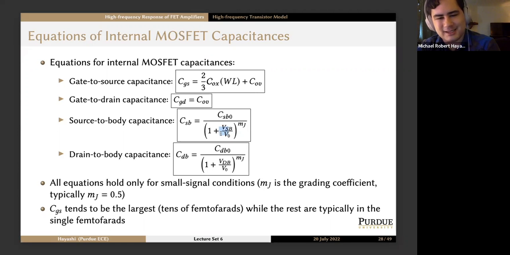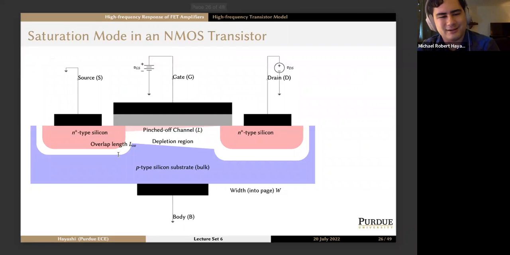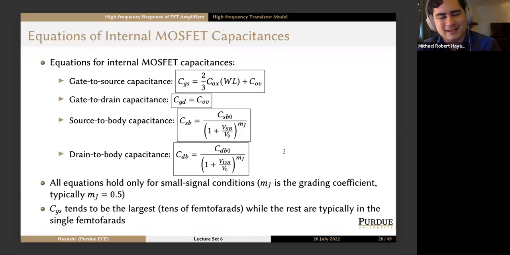And then V naught is the built-in potential of the PN junction right here, which hopefully you covered back in ECE 20001. So we could get that equation if we want to. You can calculate it as the thermal voltage times the log of the product of your 2 doping concentrations divided by your intrinsic carrier concentration squared. Wow, I remember that. That's pretty good. MJ is the grading coefficient, again, 0.5, so we're basically taking one constant over the square root of something.